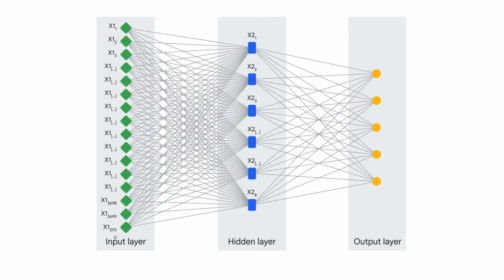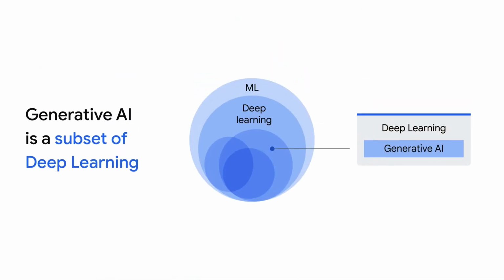In semi-supervised learning, a neural network is trained on a small amount of labeled data and a large amount of unlabeled data. The labeled data helps the neural network to learn the basic concepts of the task, while the unlabeled data helps the neural network to generalize to new examples. Now, we finally get to where generative AI fits into this AI discipline.